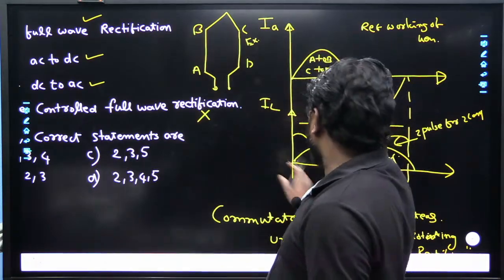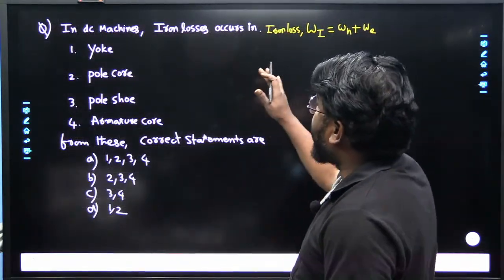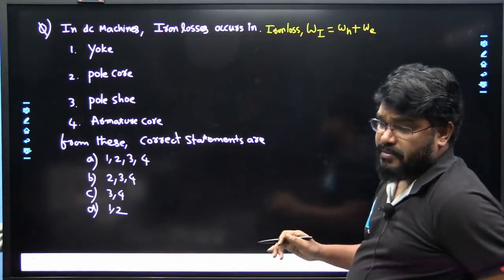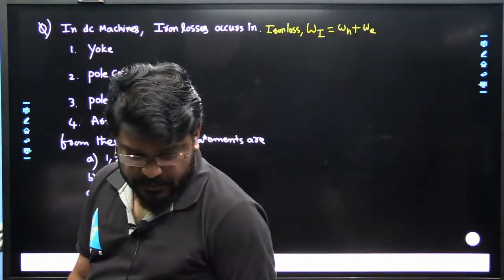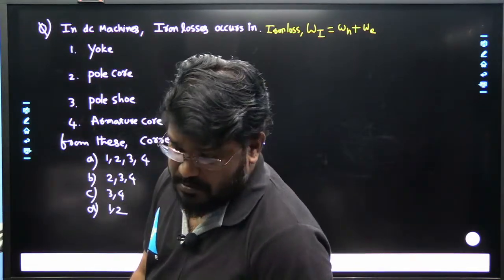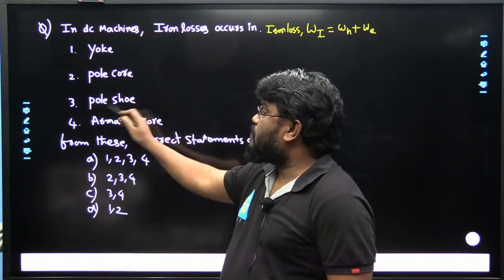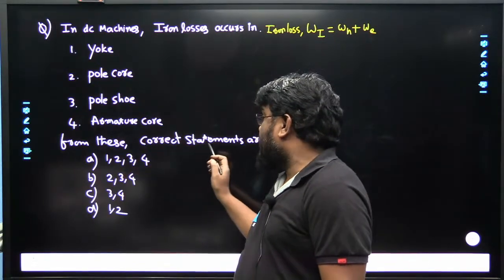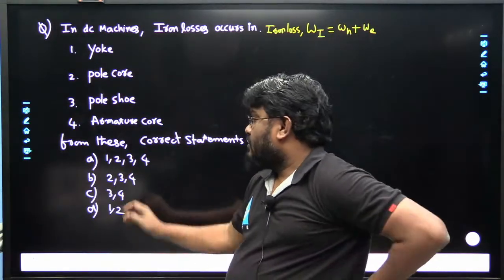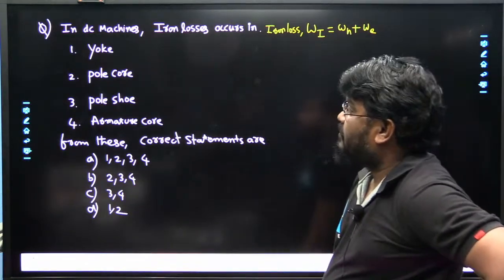Okay, now tell me this question. What is the answer for this question? In a DC machine, iron losses occur in: the yoke, pole core, pole shoe, armature core. From these, the correct statements are: 1, 2, 3, 4; 2, 3, 4; 3, 4; 1 and 2.